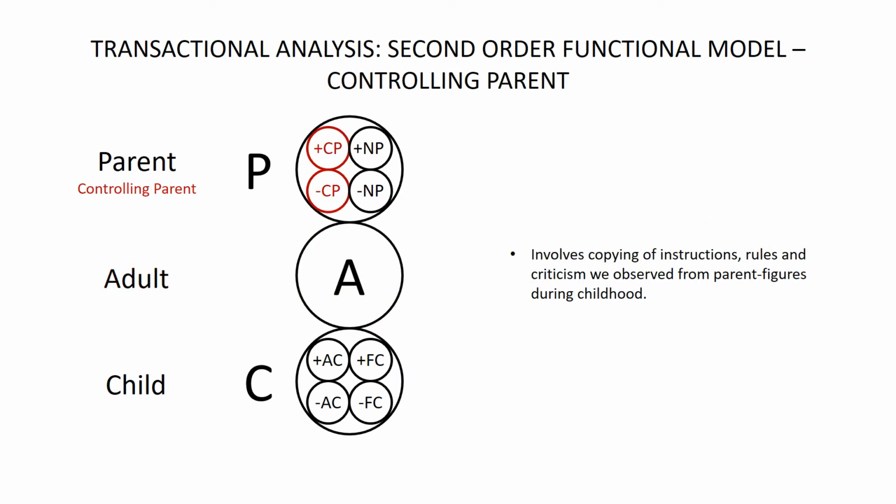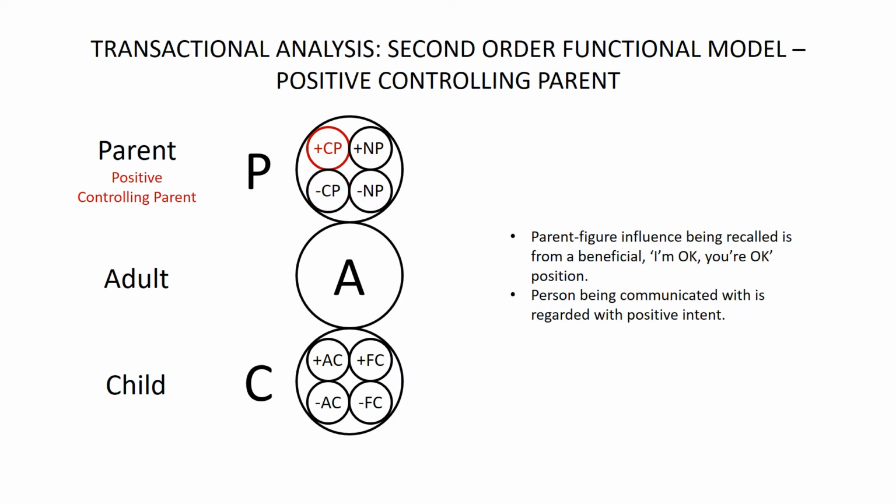When in our controlling parent ego state, our behaviour shows that we are copying the instructions, rules and criticism we observed from parent figures during childhood. We are in our positive controlling parent ego state when the parent figure influence being recalled is coming from a beneficial, I'm okay, you're okay position, where we regard the person with whom we are communicating with positive intent.